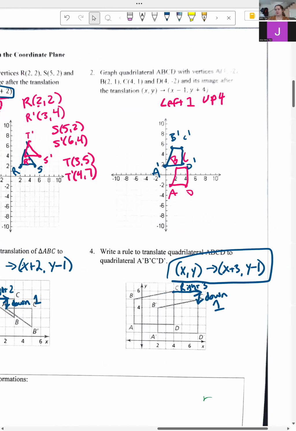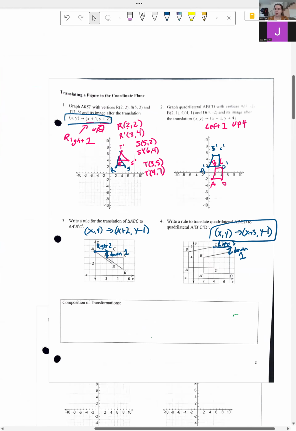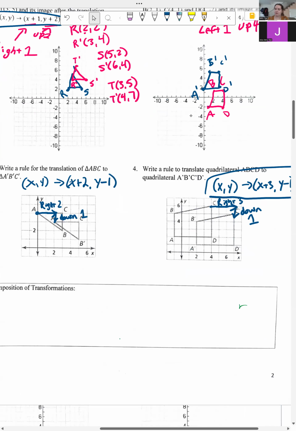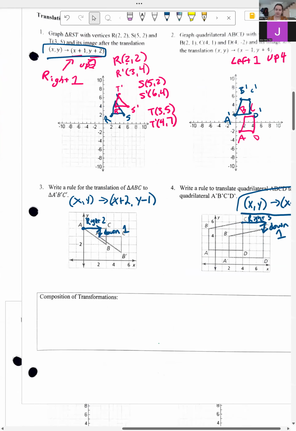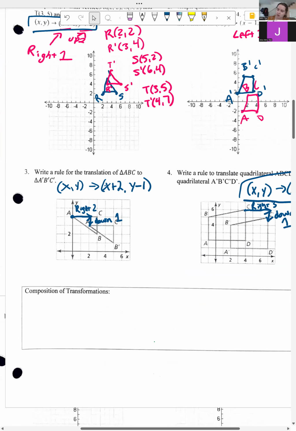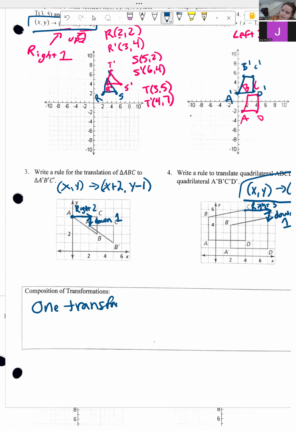Okay, let's talk about what a composition of a transformation is. Composition is one transformation and then another transformation.